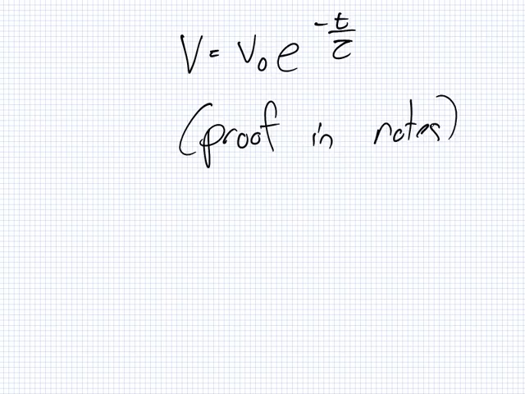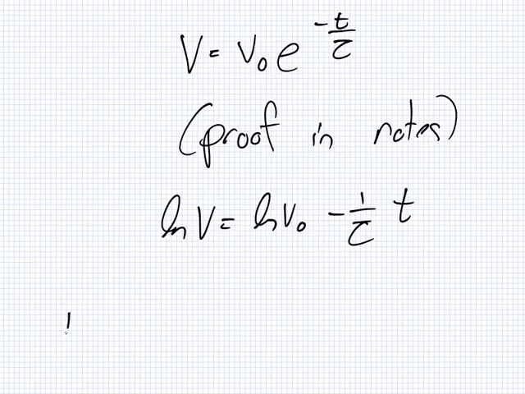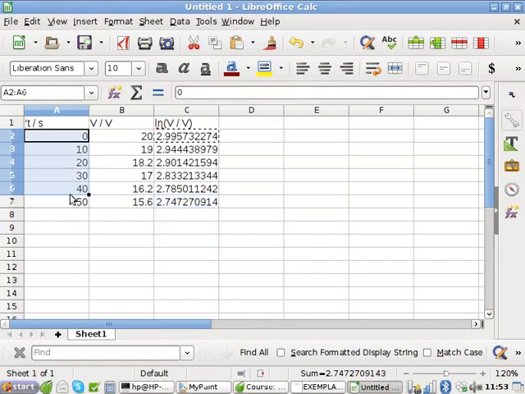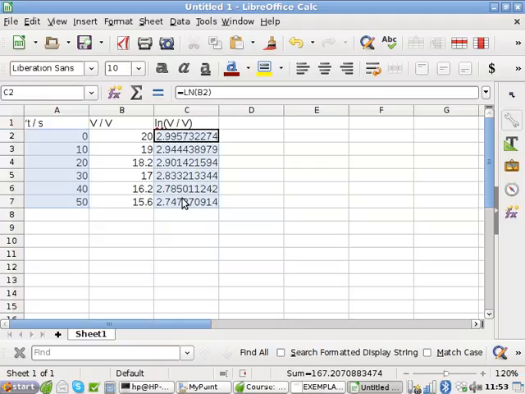Okay, so then what's the next part? Plot a graph of log V in volts on the y-axis against T in seconds on the x-axis. That's the graph. Okay. And what's the formula for log V? That's log V0 minus 1 over tau T. Oh yeah, so that means the M is the minus 1 over tau. That was what we said. Okay, so what do we put on the x-axis? The T, and on the y-axis, the log.